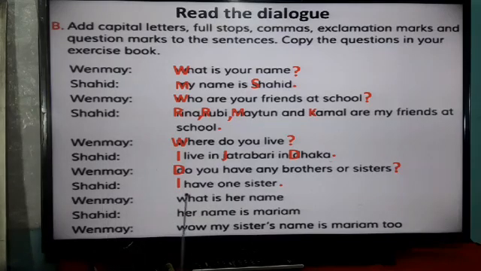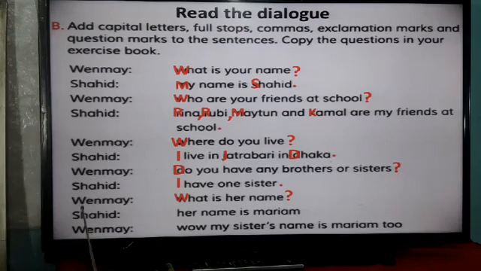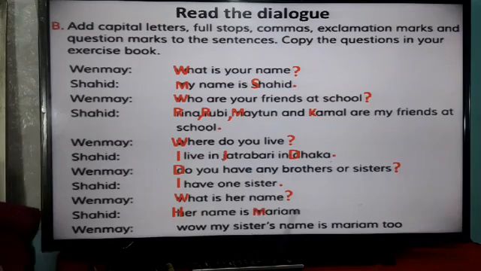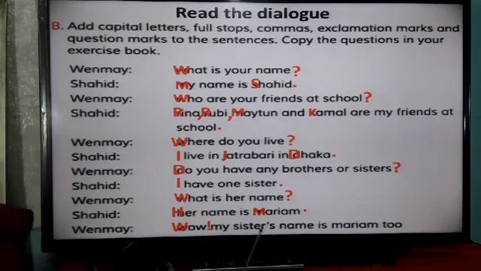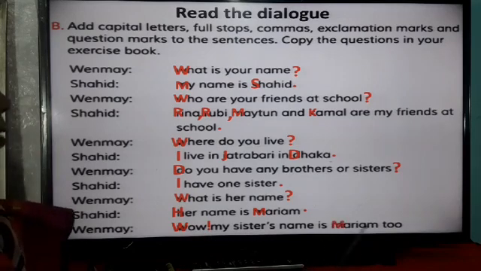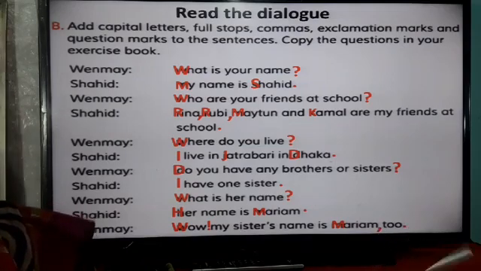Then when Mithun says, what is her name? It's a capital W and after that a question mark. So it says, her name is Mariam. Capital H, name capital M, after that a full stop. When it says wow, there is capital W. After wow we have to use an exclamation mark. My sister's name is Mariam, capital M, comma, too. After too we have to use a full stop.